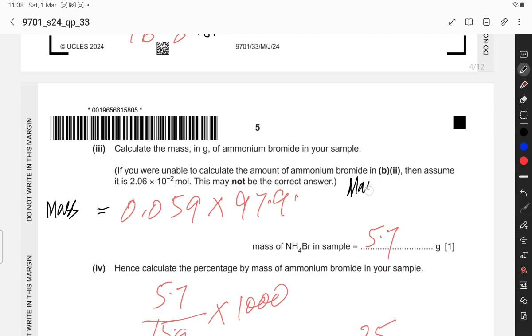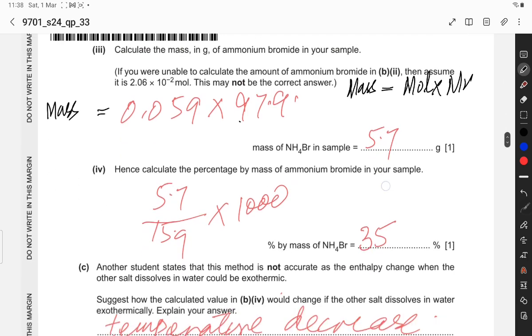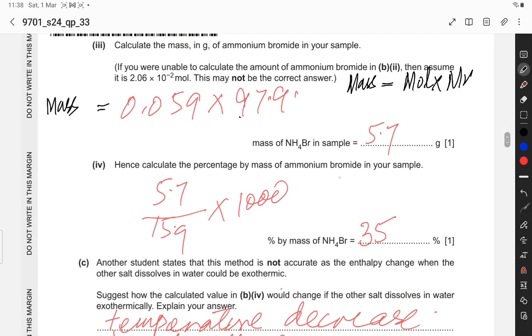We know that mass is calculated by mole into Mr. The Mr of ammonium bromide is 97.9. So the mass is 0.059 into 97.9, which is equal to 5.7 gram. Hence calculate the percentage by mass of ammonium bromide in your sample. 5.7 is the mass, and the total mass is 15.9 gram, into 100. So this is the percentage of ammonium bromide.